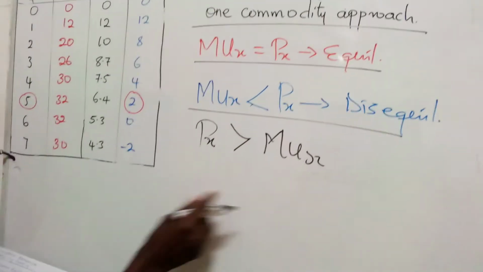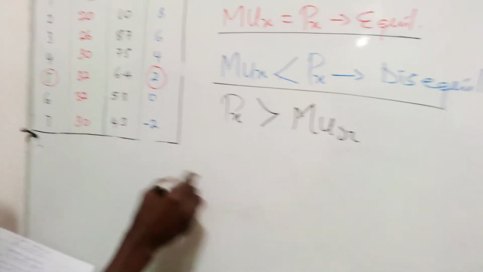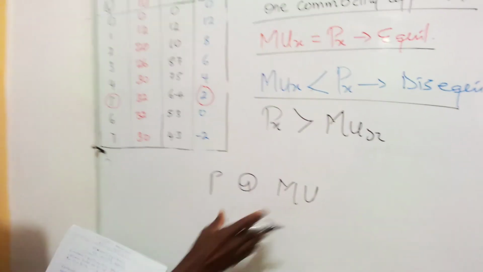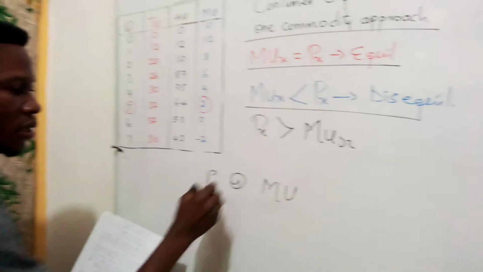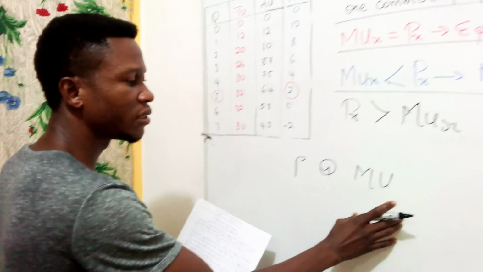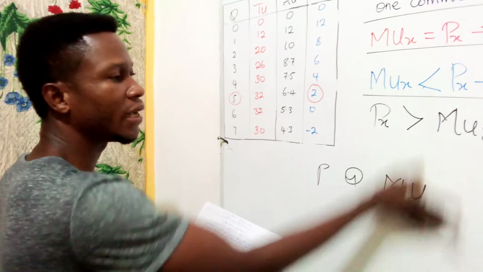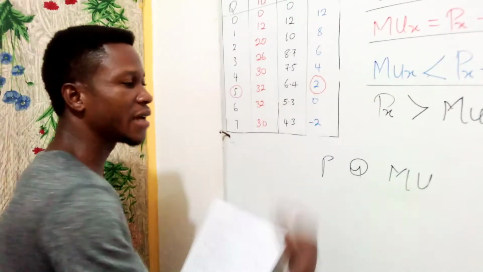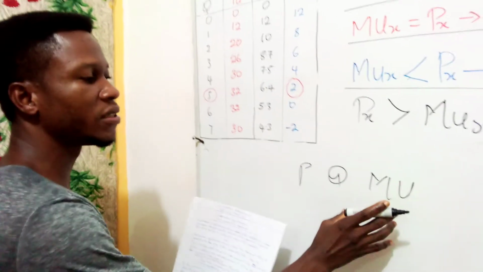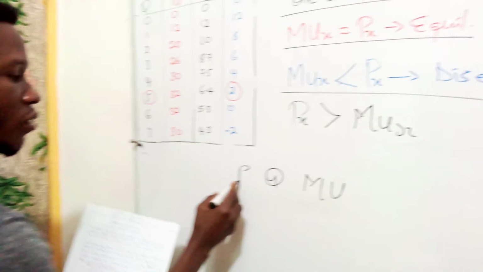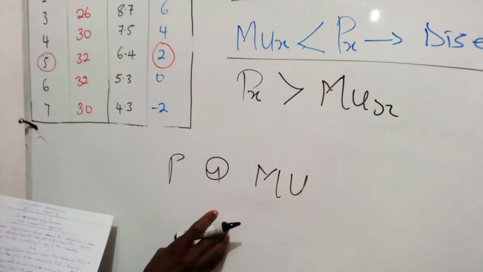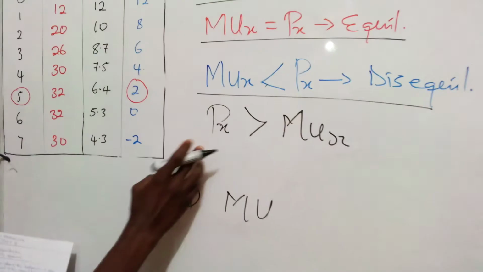Now, let's look at something here quickly. Let's look at the relationship between price, quantity, and marginal utility. From the law of diminishing marginal utility, the higher the quantity consumed, the lower the marginal utility. And the lower the quantity consumed, the higher the marginal utility. That is why the law says that as more and more of a commodity is consumed, all other things being equal, marginal utility decreases. Now, if you come to the law of demand, between price and quantity, the higher the price, the lower the quantity. And the lower the price, the higher the quantity.